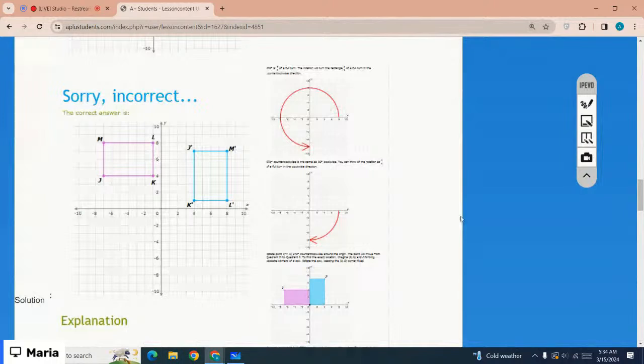Rotate the point J (negative 7, 4) counterclockwise around the origin. The point will move from quadrant 2 to quadrant 1. To find the exact image, imagine a box.